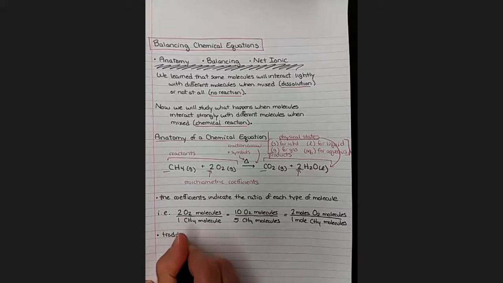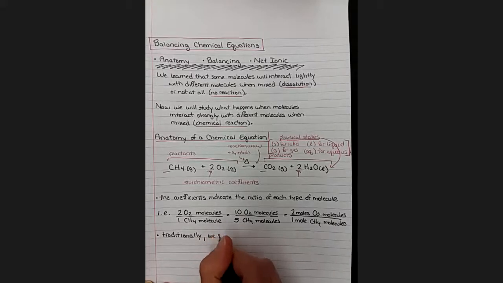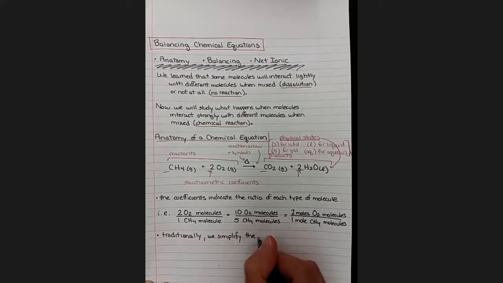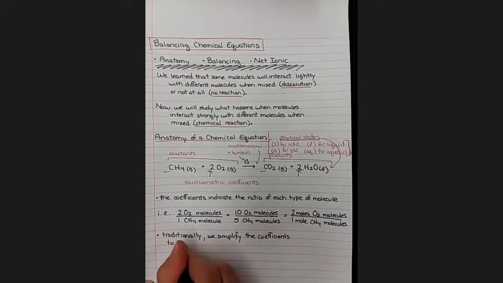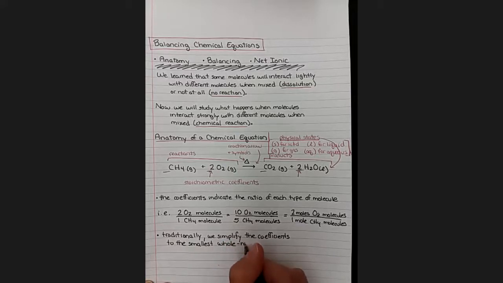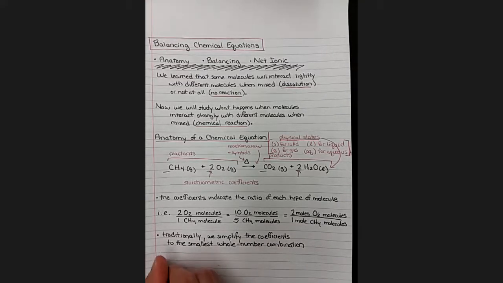But traditionally, when we balance the equation, we don't just write whatever number ratio we want. We like to simplify the ratio. So we like to simplify the coefficients to the smallest whole number combination. That way, when any type of scientist balances an equation and they look it up, everybody should have the same answer. So here's an example.